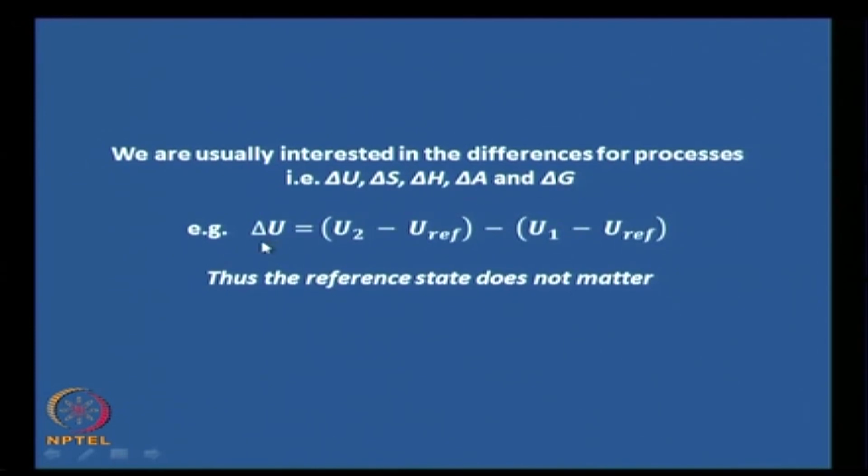Mathematically, for example, delta U is nothing but (U2 minus U reference) minus (U1 minus U reference). Therefore, the U reference terms will cancel out whenever we are looking for delta U, and thus whatever we choose as a reference state will not really matter in the calculations. This aspect gives us a freedom to choose whatever reference state we want in terms of processes. Not just that, even when we are looking at actual properties, even when we are not looking at a process, we need a reference state for a thermodynamic variable value to make sense, because we need to assign a value of 0 at some point.